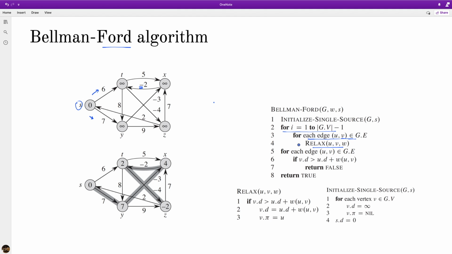Now, after all edges have been relaxed, we check for negative weight cycle, and if for any edge uv we see that v.d is more than u.d plus the weight that connects u to v, then we have detected a negative weight cycle, and then we return false. That is, Bellman-Ford failed to find optimal solution because there's a negative weight cycle.